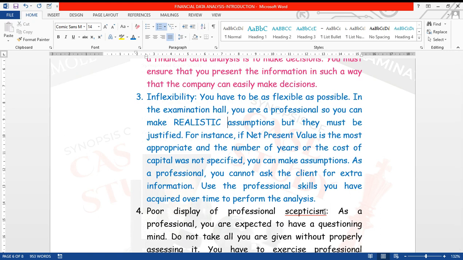Please don't do that. Be flexible. Do you understand? Be flexible. You are allowed to make realistic assumptions. Realistic assumptions, please.